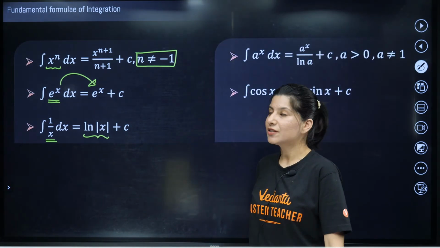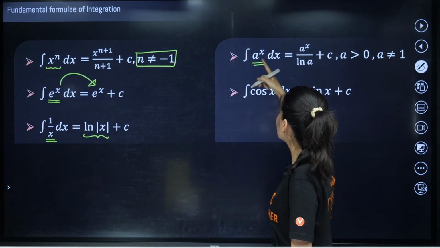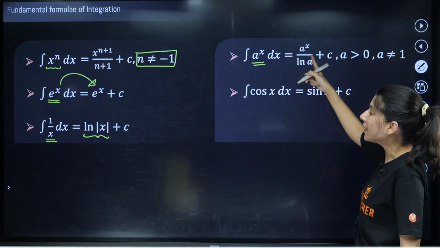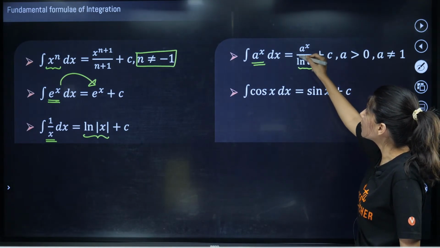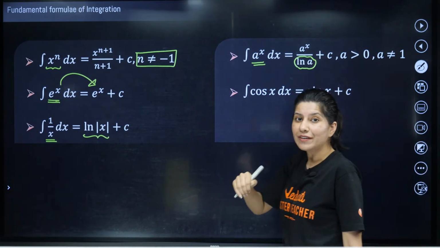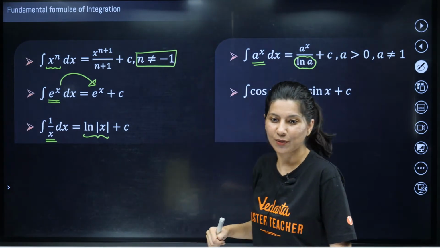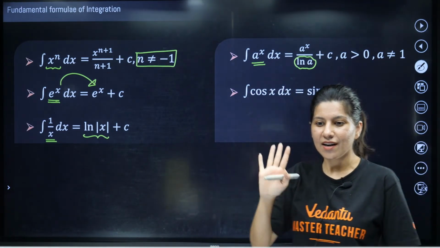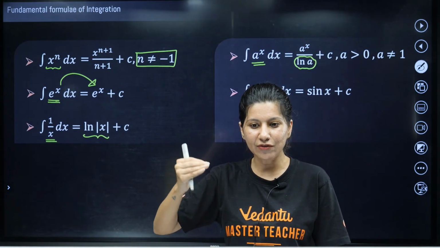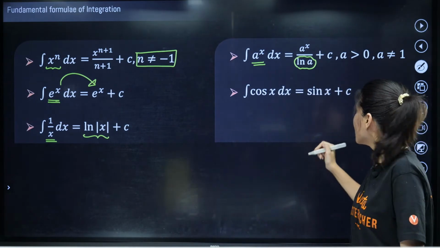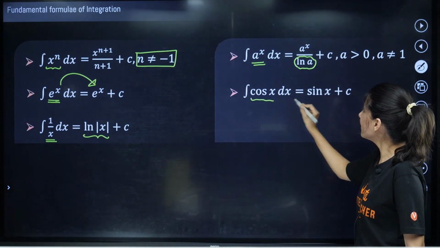Now let's talk about a raised to power x. The integration of a raised to power x will be a raised to power x upon log of a. Understand here, the log of a is in the denominator. Yes, Raj Patel, we will do everything. We are going through the basics first and then we will level up. Now the integration of cos x will be sin x.